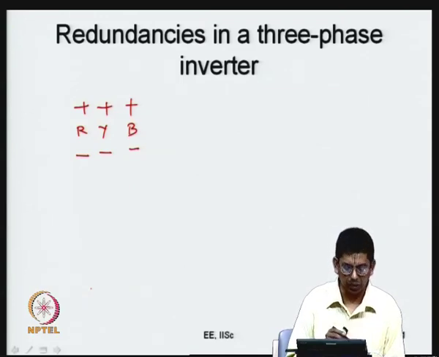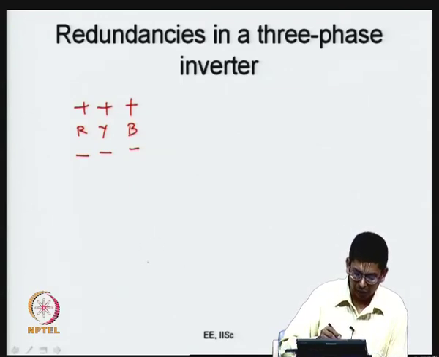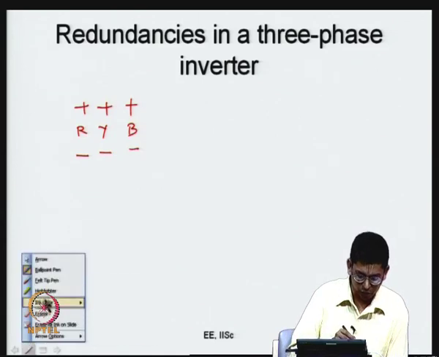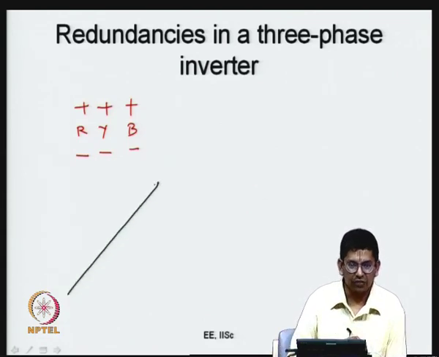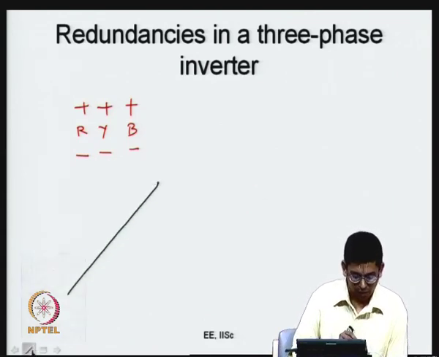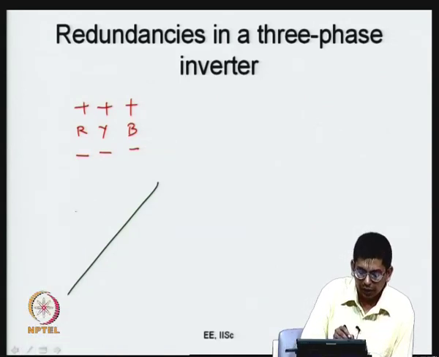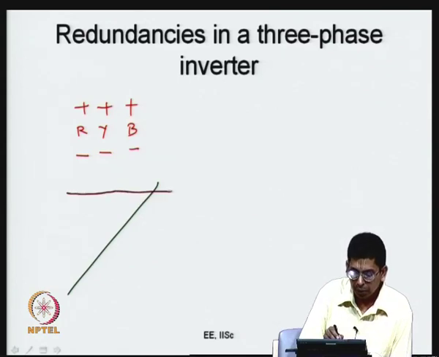Because of this redundancy, what happens now? Let me take this thing. Let me first choose, let us say, black ink, and let me draw a half carrier as I did before now. Then let me choose red ink and draw the carrier, I mean the modulating signal. Did I choose red?